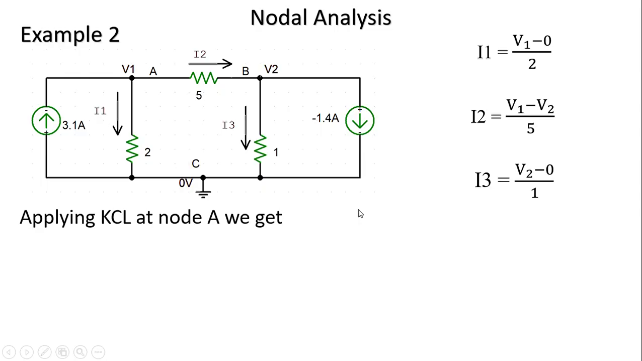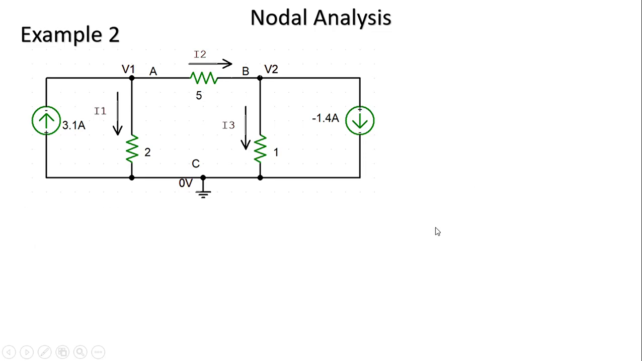Now we are going to apply KCL at the first principal node A. So 3.1 is the incoming, and I1, I2 are outgoing. So we get 3.1 is equal to I1 plus I2. Substitute the values of I1 and I2 in this equation. This equation gets converted into an equation which is only a function of the node voltages.